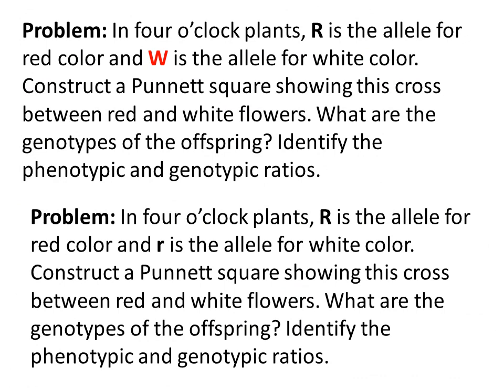Now let us go to your module. On page 8, what's new? There is a given problem there. It states, in 4 o'clock plants, R is the allele for red color and big W is the allele for white color. Now, we can actually change these alleles so that you will not be confused with the codominant later on.